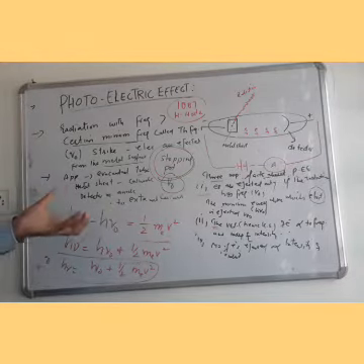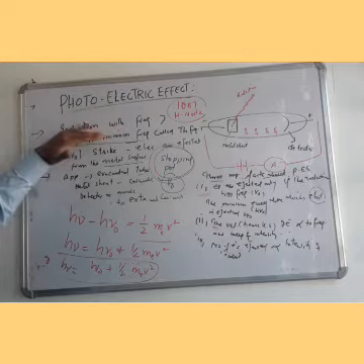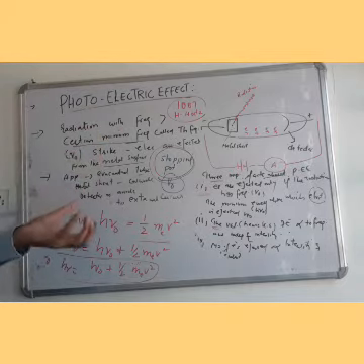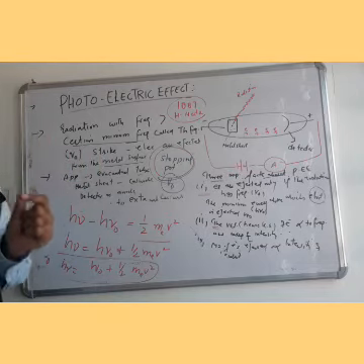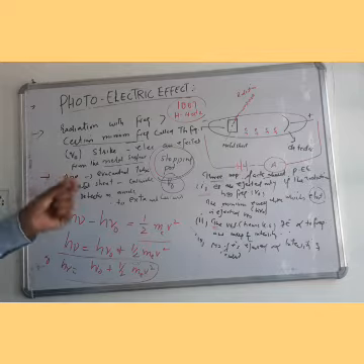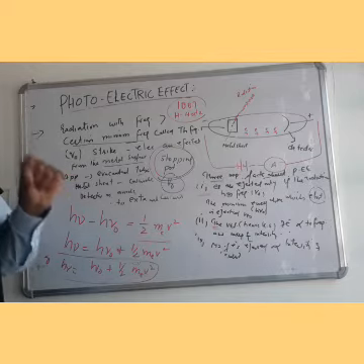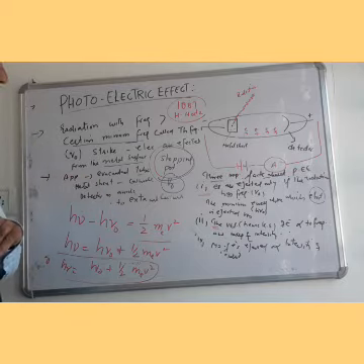So now we'll conclude the topic of the photoelectric effect. What is the photoelectric effect? When radiation with frequency greater than a certain minimum frequency called the threshold frequency strikes the metal surface, electrons are ejected from the metal surface. This effect is called the photoelectric effect, and the ejected electrons are called photoelectrons.